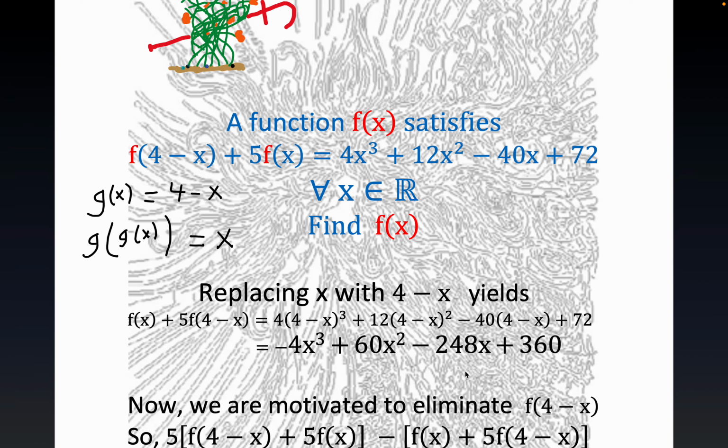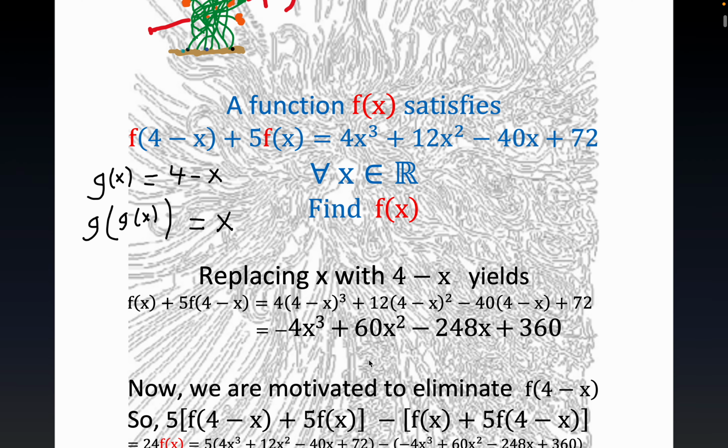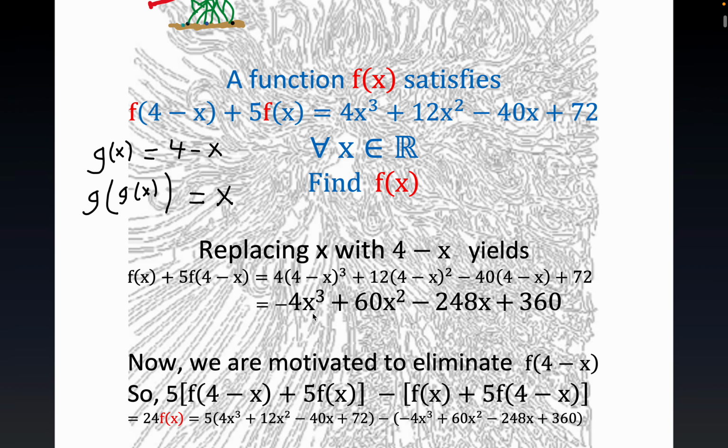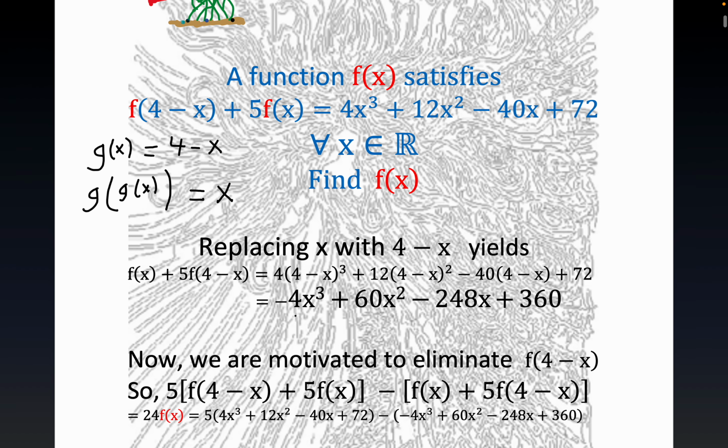Now, y'all, I saved you the trouble here. I left out this expansion, and this expansion. I don't think you want to watch me do that. And double check this. You get this expression right here, which is a cubic polynomial. Okay? But now we have a way to eliminate the f of 4 minus x term.